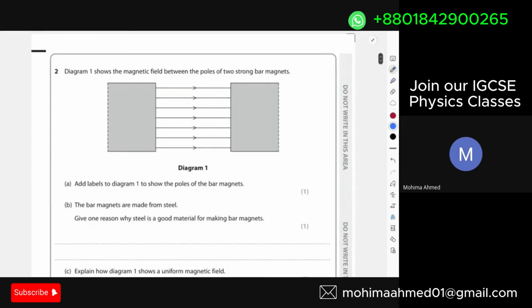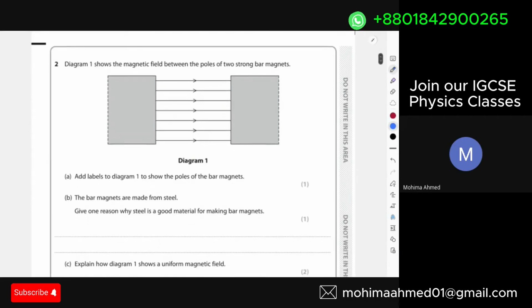This is about electromagnetism, right? Yeah, electromagnetism. We need to add labels to diagram 1 to show the poles of the bar magnets. Amna, can you tell me, depending on the direction of your field lines, which one will be the north pole and which one will be the south pole? The way the arrow is pointing is south because it always goes from north to south. Okay, so which one is north? The left hand one. Okay, so this is your north and this is your south, right? Obviously you use the basics that field lines always move out of the north and enter the south. So this is your correct answer.